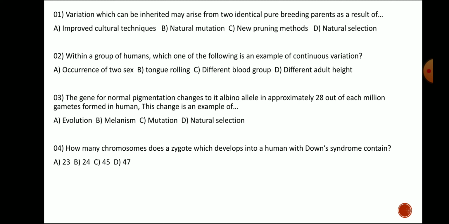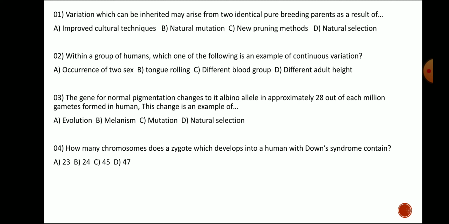The second question is, within a group of humans, which one of the following is an example of continuous variation? The options are A, occurrence of two sexes, B, tongue rolling, C, different blood group, and D, different adult height. So its correct answer is different adult height.